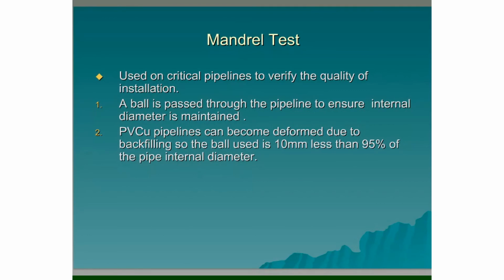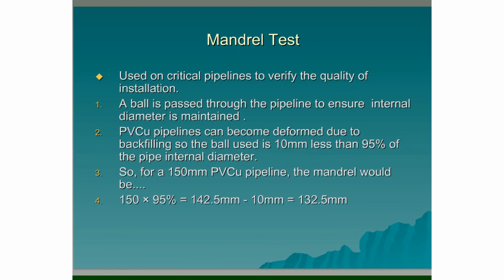PVCU pipelines can become deformed due to backfilling, so the ball used is 10 millimeters less than 95% of the pipe's internal diameter. So for example, for a 150 millimeter diameter PVCU pipeline, the mandrel would be 150 millimeters multiplied by 95% gives us 142.5 mil, minus the 10 mil gives us a 132.5 mil diameter ball.